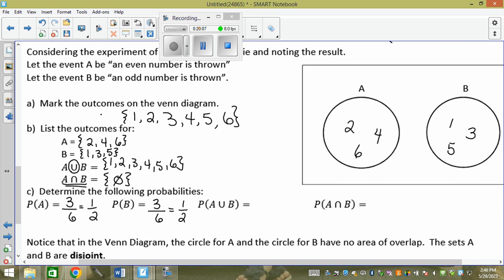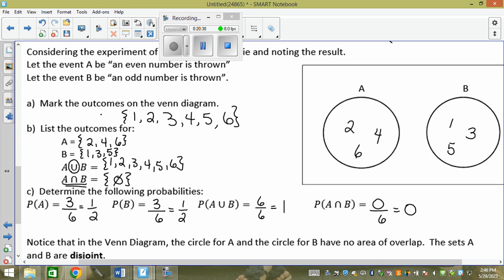A or B: 6 out of 6. What happens when I have a probability of 1? 100%. It's happening. Makes sense, because if it's an A or a B, it's all of the numbers, right? So the probability of A or B, 100% is going to happen. And then A and B, 0 out of 6, which is 0. There's no chance that I'm going to pick a number that's in A and B, because there are no numbers in A and B. No overlap.